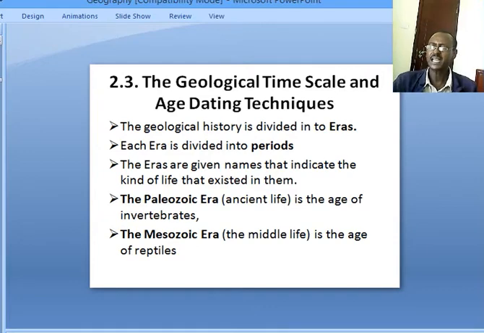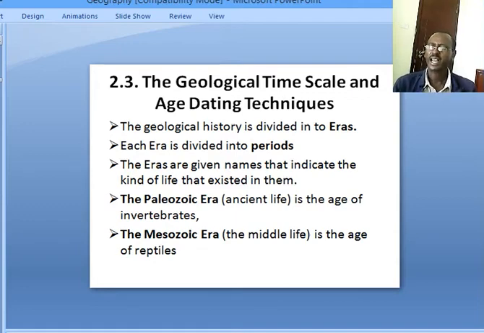The eras are given names that indicate the kind of life that existed in them. By identifying the different life which existed at different times, eras do have different namings. For example, the Paleozoic era is the ancient life, the age of invertebrates, meaning that invertebrates are animals without backbone. So the era where invertebrates were seen was termed the Paleozoic era.